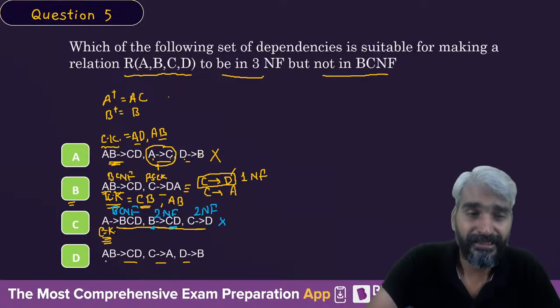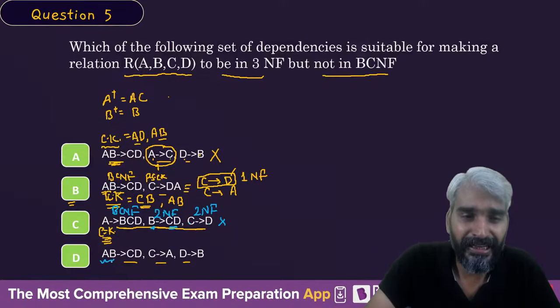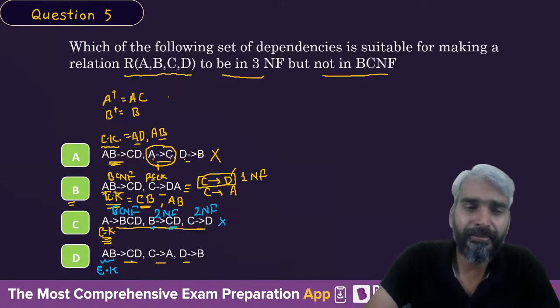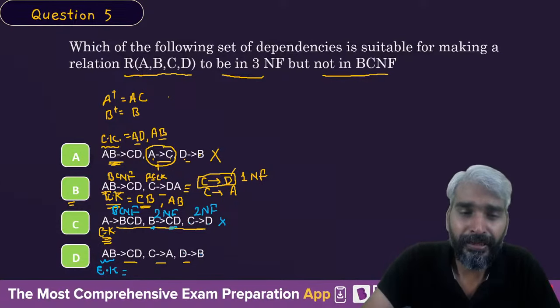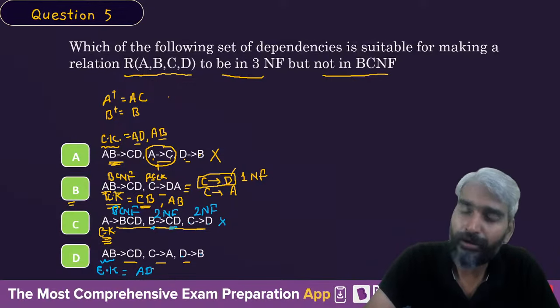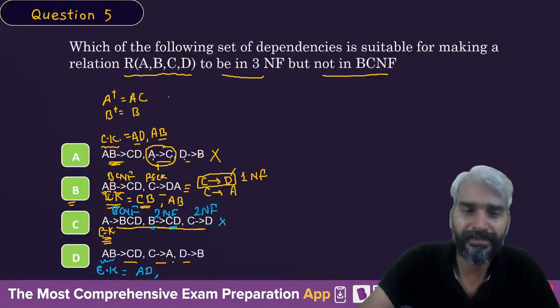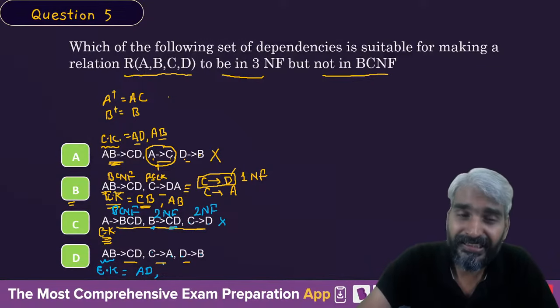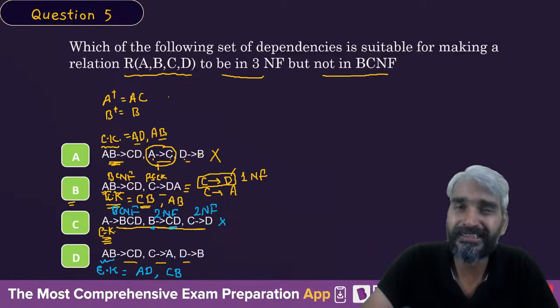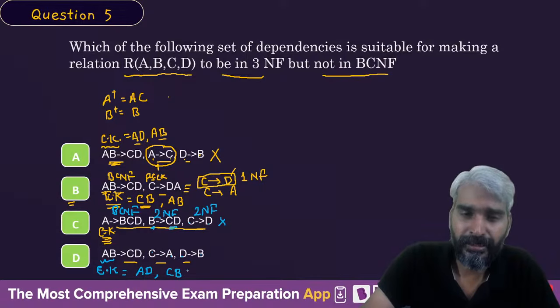What about option D? AB implies CD. A closure is A only, B closure is B only. Therefore, AB is a candidate key. B can be replaced by D, therefore AD. A closure is A, D closure is DB. Therefore, AD is also a candidate key. Now, A can be replaced by C. Therefore, CB is also a candidate key. C closure is CA, and B closure is B. Apart from that, one more candidate key will be CD.